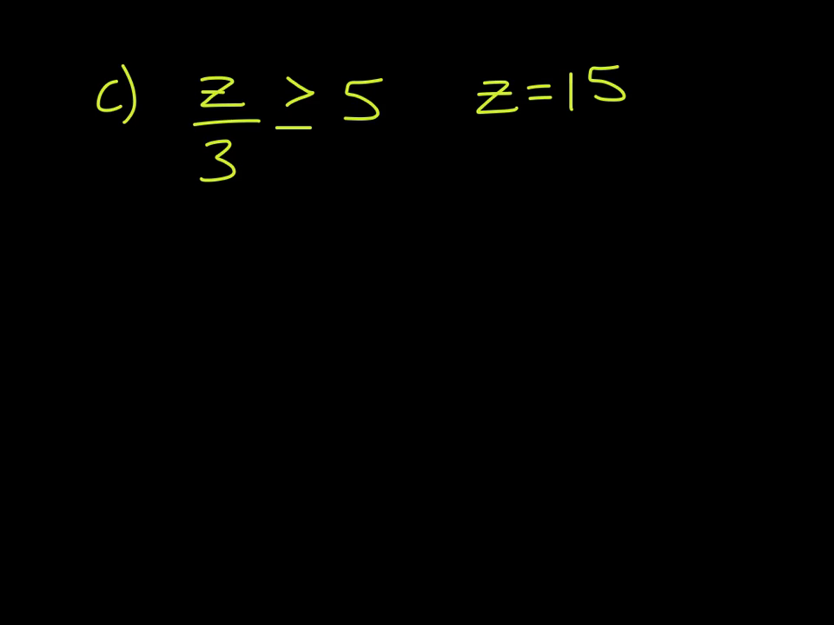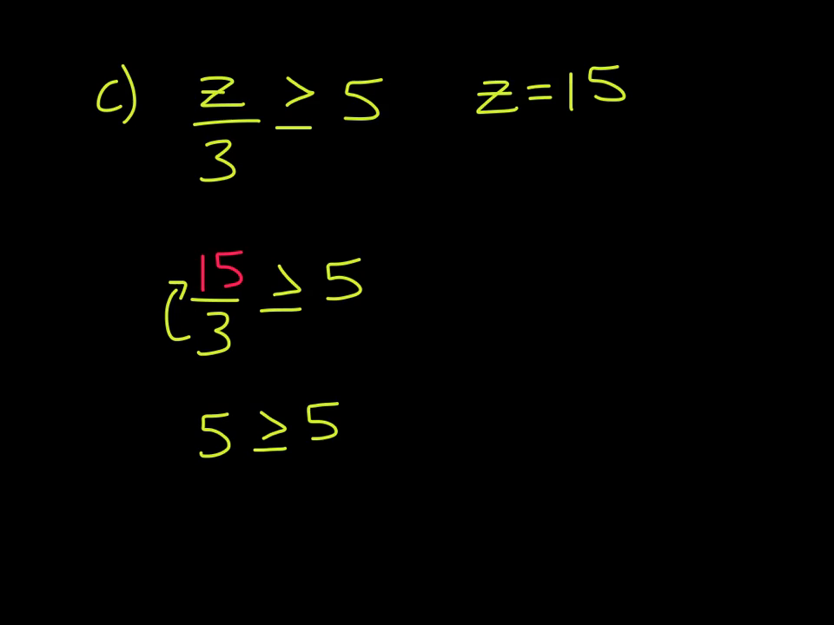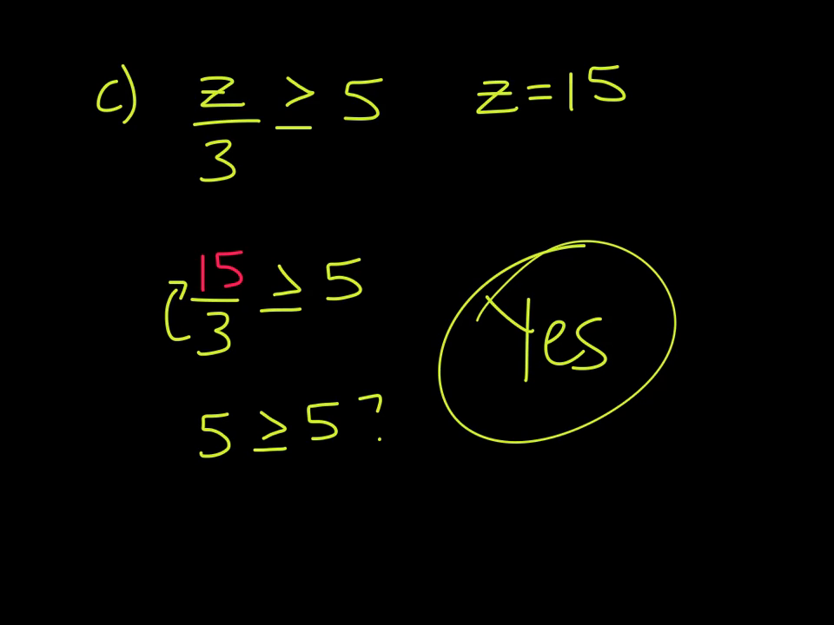All right, let's try one that's a little bit more difficult. I've got z over 3, and then I've got to recognize what that sign is telling me. So z over 3 is greater than or equal to 5. z equals 15. So let's plug in. So I'm going to put 15 over 3 is greater than or equal to 5. All right, now I've got to do some solving. How many times can 3 go into 15? 3 can go into 15 5 times. Is 5 greater than or equal to 5? That's our question. Yes, it is a solution because 5 is equal to it. It's not greater than, but it's equal to it.